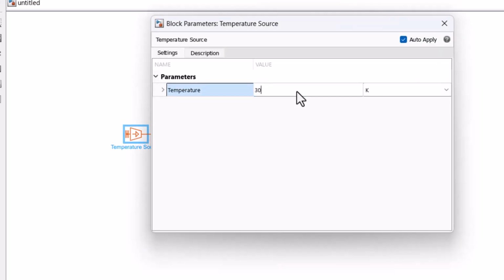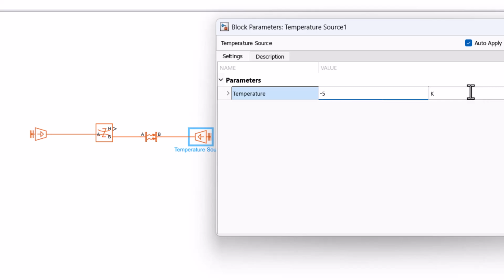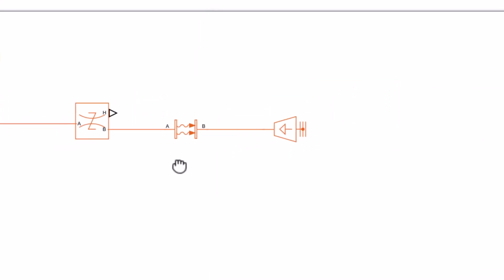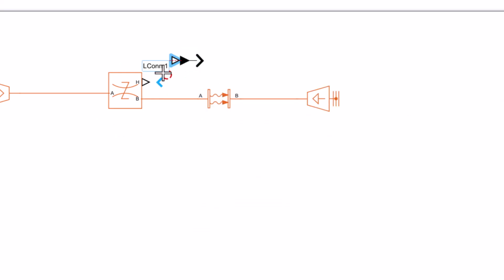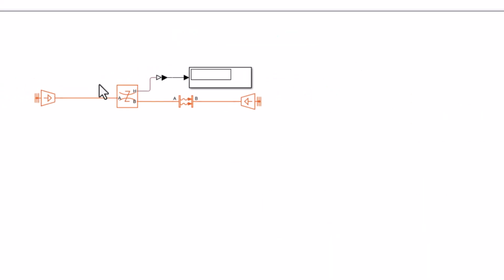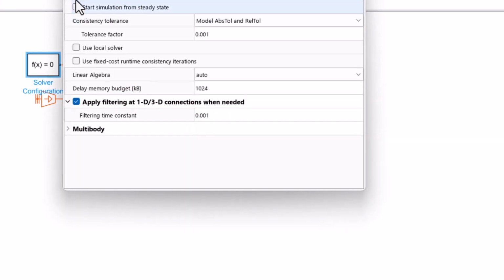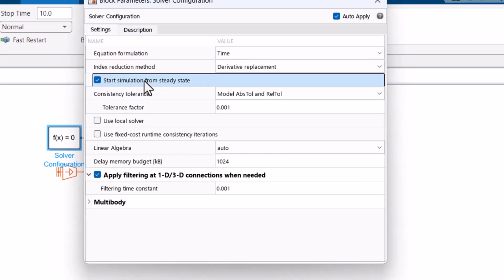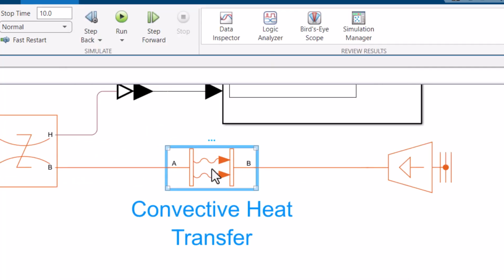So the hand surface temperature was at 30 degrees Celsius, and the air outside was -5 degrees Celsius. Also, I need a PS Simulink converter to display the heat transfer rate, and I need a solver configuration, and I make sure that I simulate from steady state.